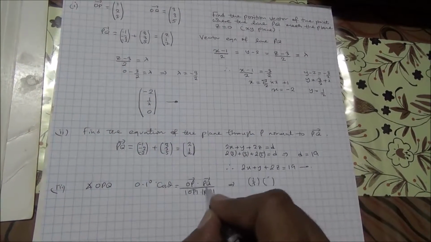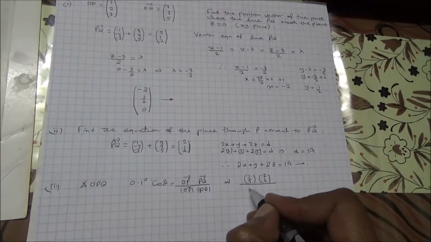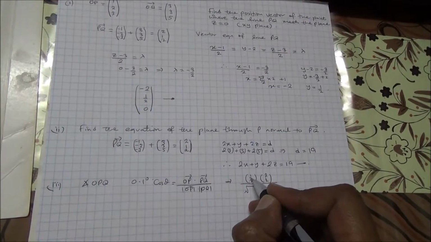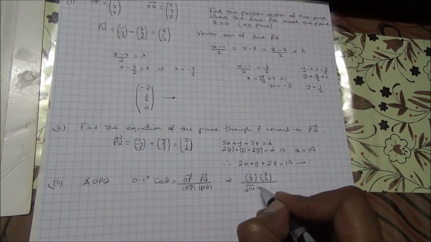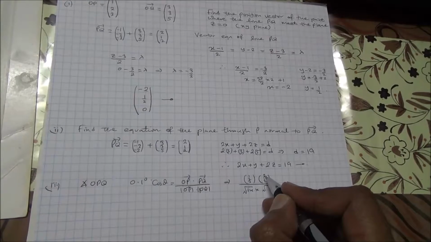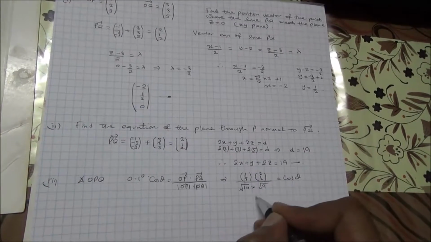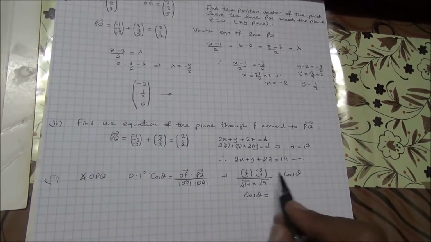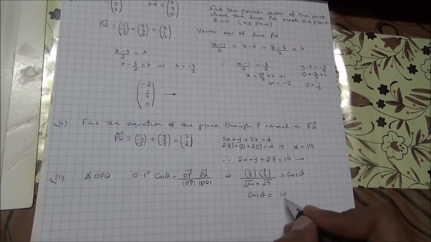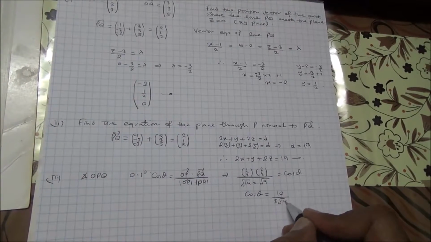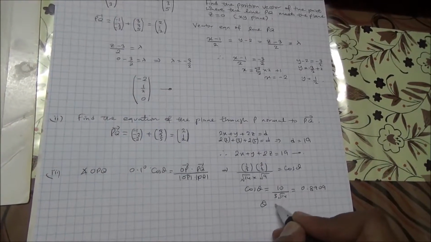PQ is 212, so 212 divided by the square root of 1 squared plus 2 squared, which is 4 plus 1 is 5, 5 plus 9 is 14, times the square root of 2 squared, 2 squared is 4 plus 4 is 8, plus 1 squared, so that's going to become 9, cos of theta. Therefore cos of theta is going to be equal to 2 times 1 is 2, 2 times 1 is 2, 3 times 2 is 6, 6 plus 2 plus 2 is 10, so 10 over 3 root of 14, it's going to give us 0.8909. Check it out in your calculator.